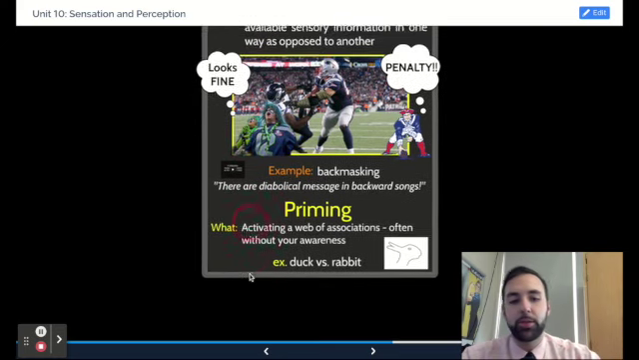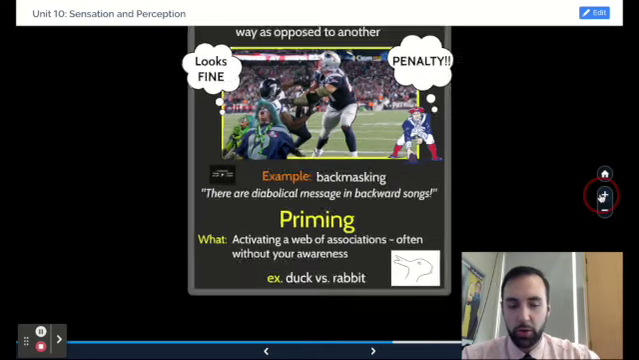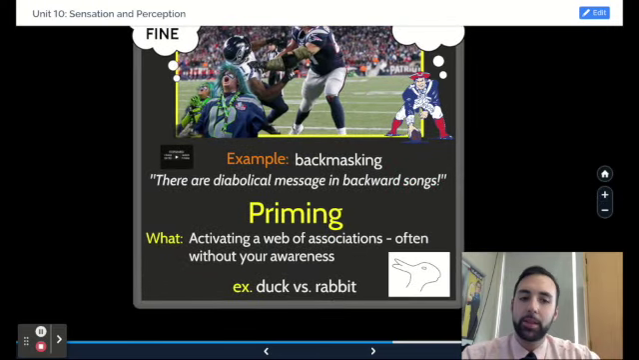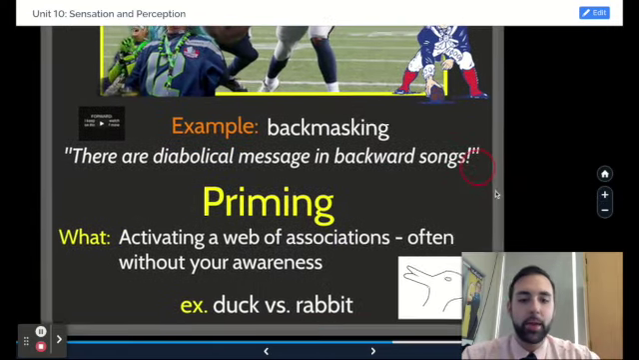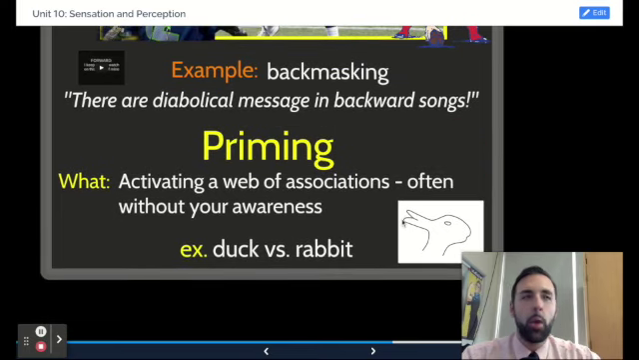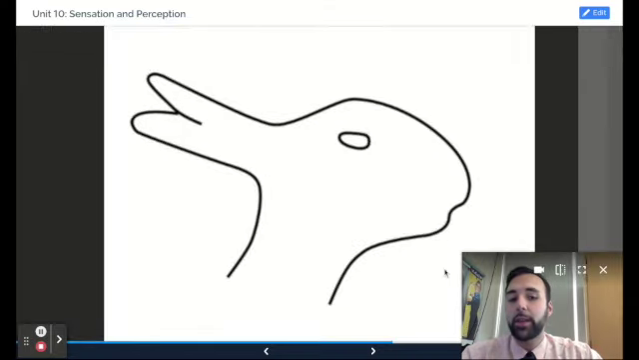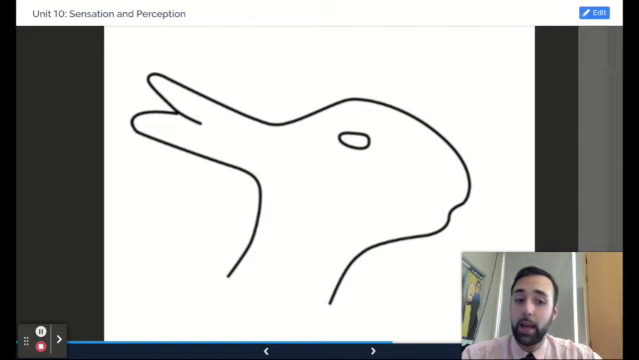We're not going to be able to do this demo through YouTube or through what we're doing right now. But sometimes, depending on the circumstances, you might experience priming, where a web of associations has been activated, sometimes really without your awareness. And then I could show you a picture like this, and some of you might look at this and say, that's a duck, while others might look at this and say, that's a rabbit.